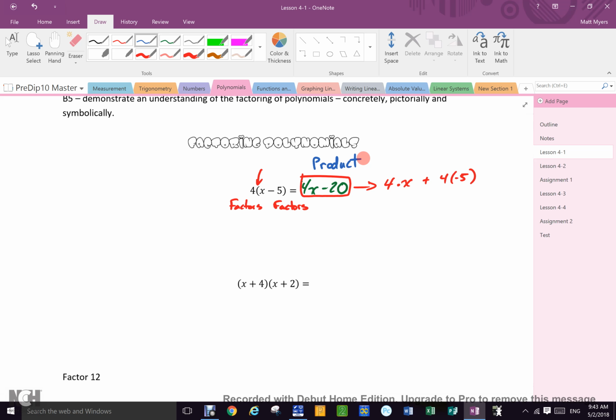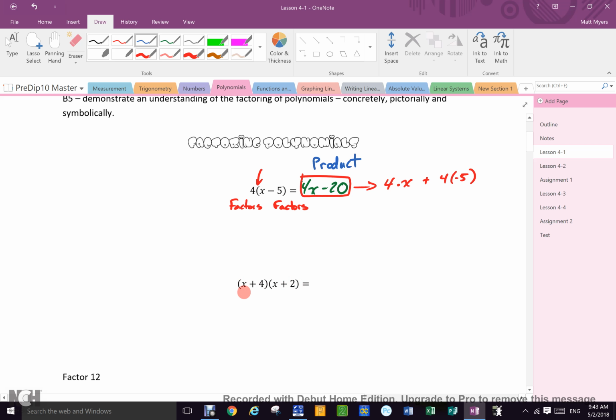Now, you should all already see how this is done. In the product, I have 4x and 20. In the factors, I have a 4 and an x minus 5. You all should already see what happened there. I'm not going to talk about it again for a couple of moments, but you should all already see that. All right? Do you? You see some sort of math magic has happened here, yes? All right. Let's look at the next one here.